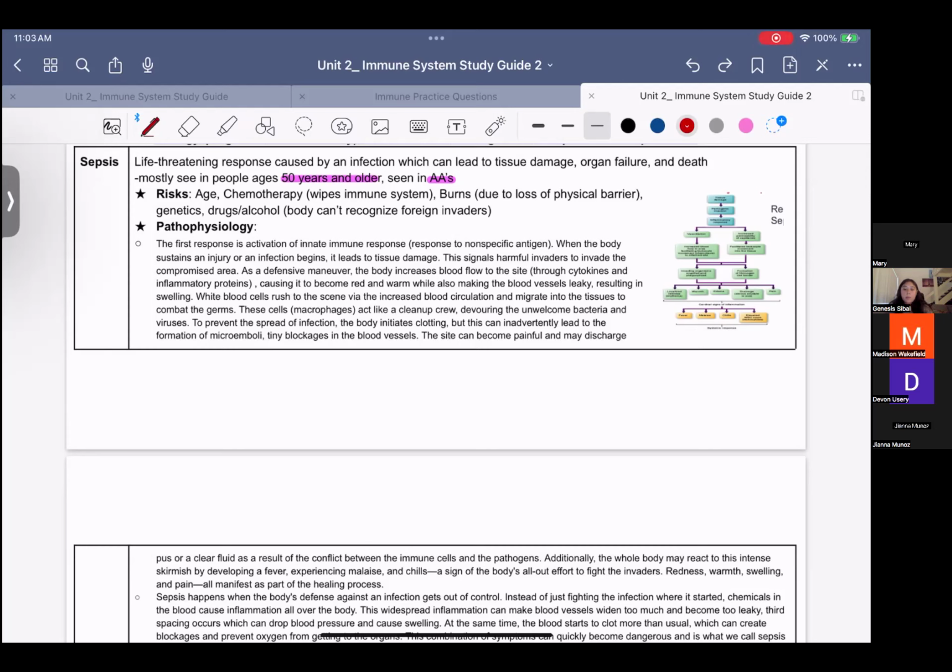Burns, we talked about this already. Remember, burns is a physical barrier, so it goes under innate, something that you naturally have. Barriers are the first line of defense, and then the secondary was the inflammatory response.